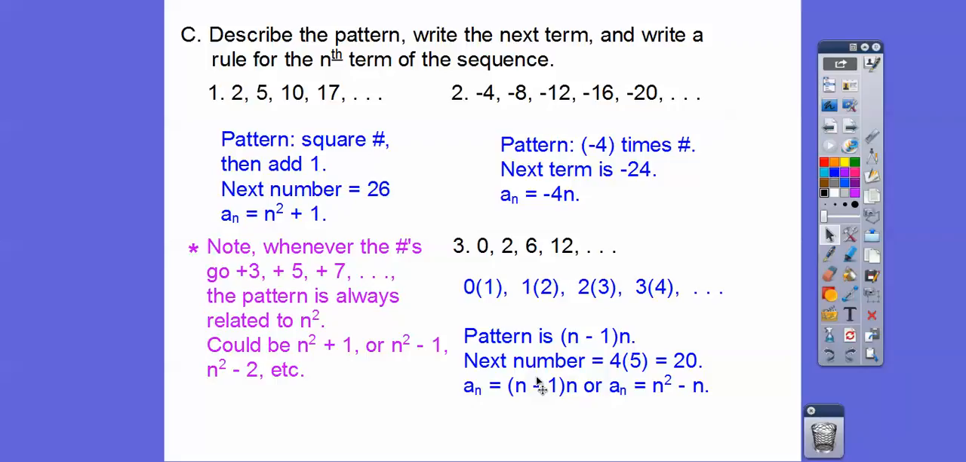So our nth term is going to be n minus 1 times n, or n squared minus n, because we distributed that through. You'll get the hang of it, you guys.